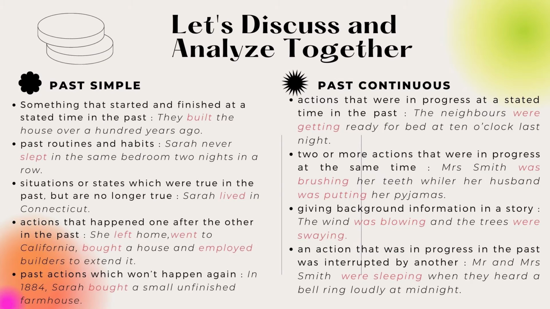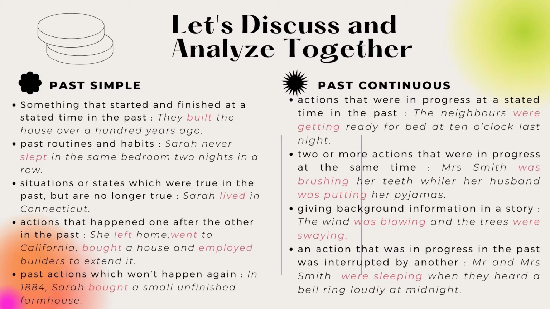Let us look at the past simple. The first use of past simple is to state something that started and finished at a stated time in the past. Okay, means we have a stated time in the past. So for example, in the sentence, they built the house over 100 years ago. So here, what is the stated time in the past? It is 100 years ago.